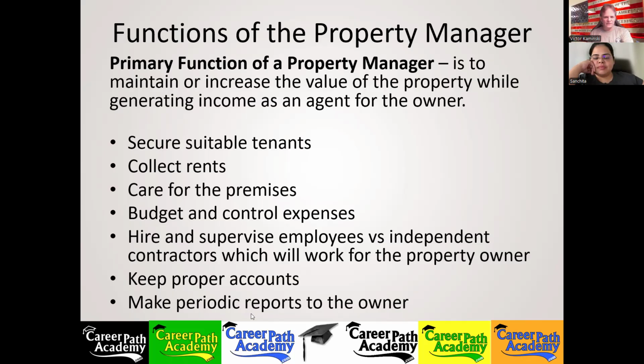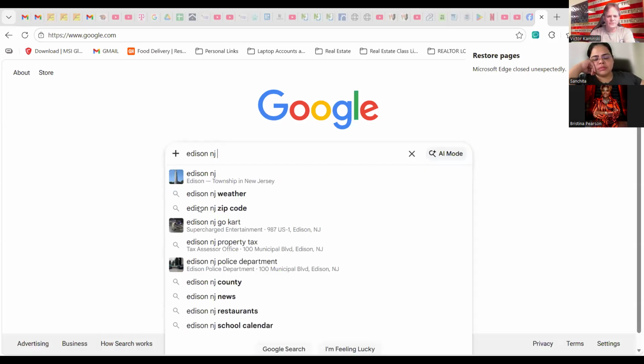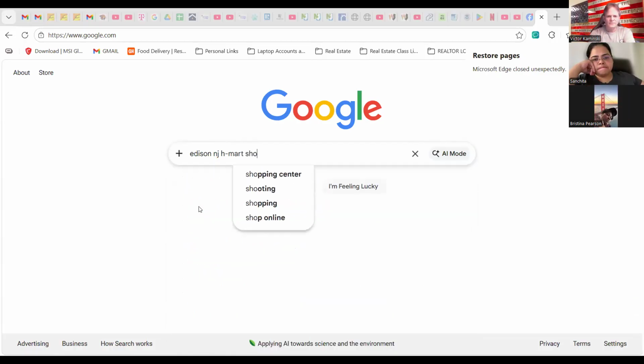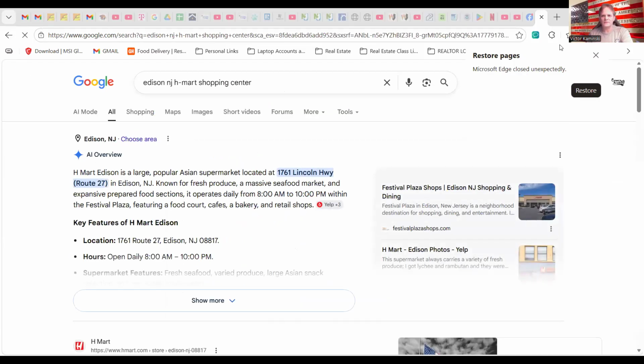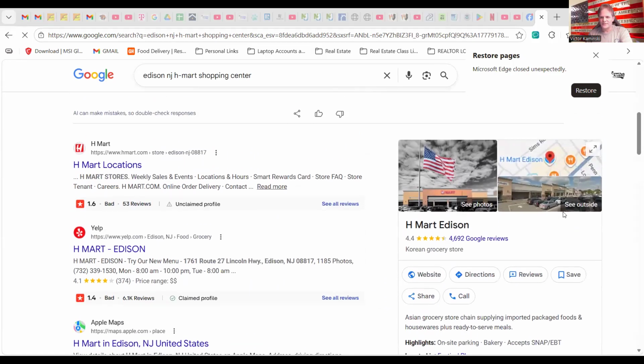I don't know if we've got a way back machine for Google, to see where the H Mart is. There are a lot of restaurants there now. Let's go here. We put in Edison, New Jersey, H Mart Shopping Center. If we were to look that up now, all right. What is this?